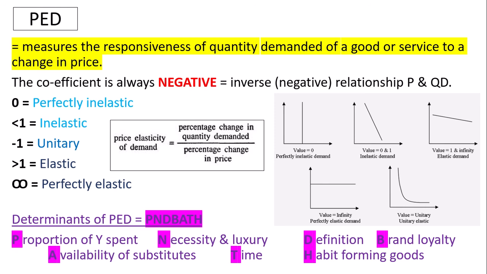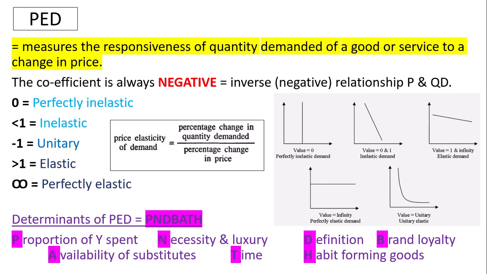Next is necessities versus luxuries. Necessities have inelastic demand because they're necessities. People need to buy them. So think about foods, think about petrol for cars. People need to buy them no matter what. So if the price goes up, they will demand it. And obviously luxury goods are a bit like the car in the previous example. They will have an elastic demand.